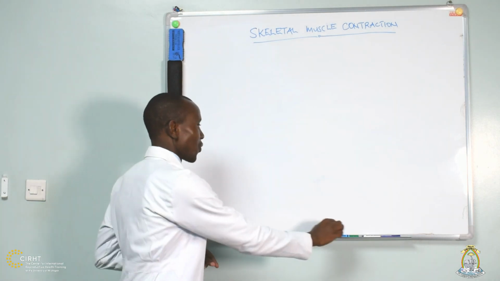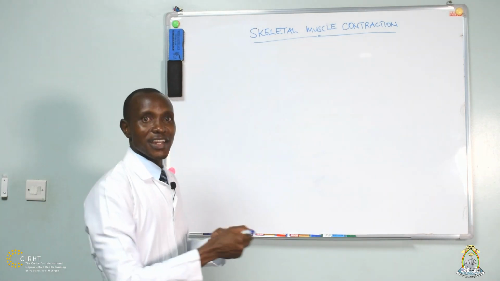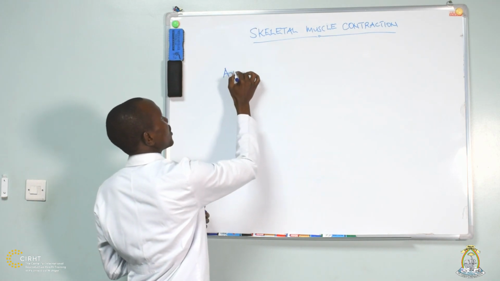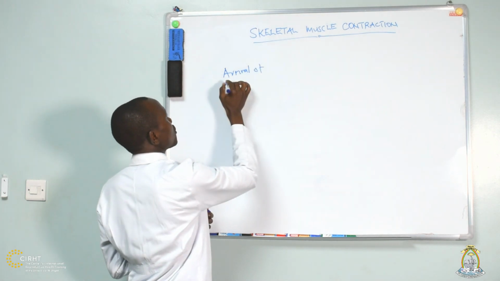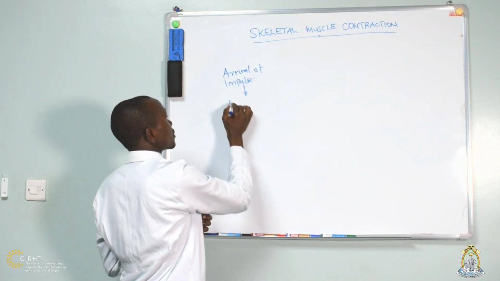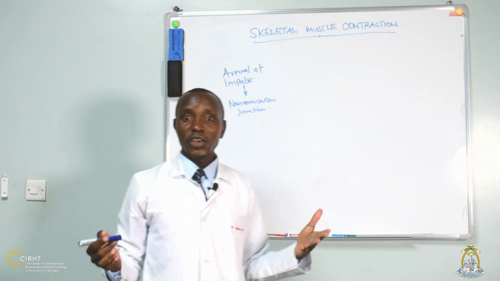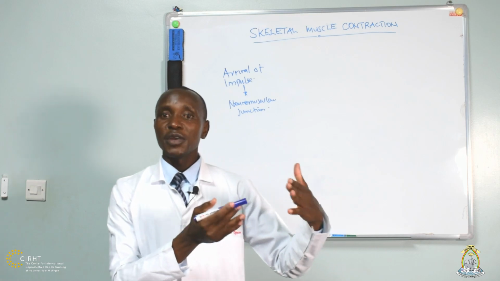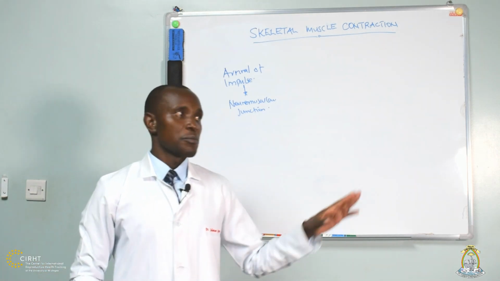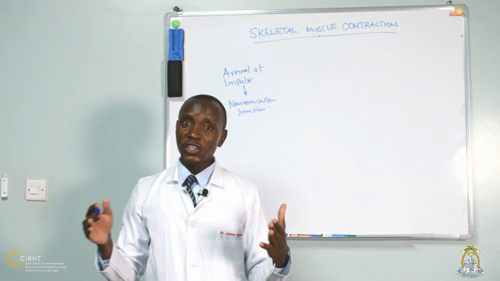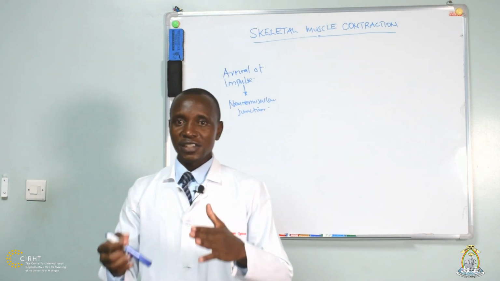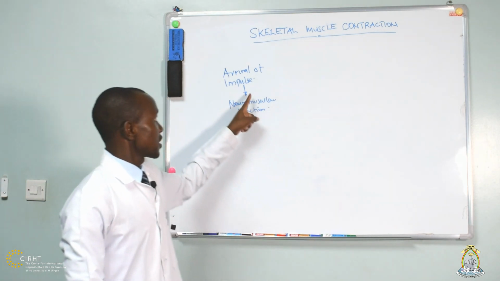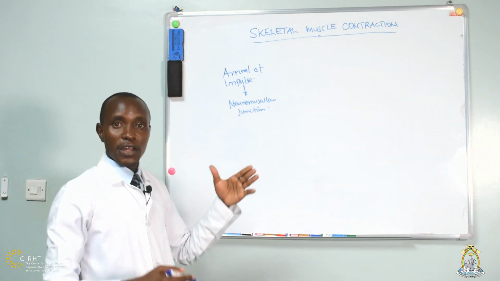Now, when we have the arrival of an impulse at the neuromuscular junction, there are changes that are going to take place at this junction that will allow the nerve impulse to be transmitted from the neuronal side to the muscle side. By the way, neuromuscular junction is a special type of synapse. It is the junction between the nerve and then the muscle. Because the impulse has been taken to the neuromuscular junction, there's going to be changes.